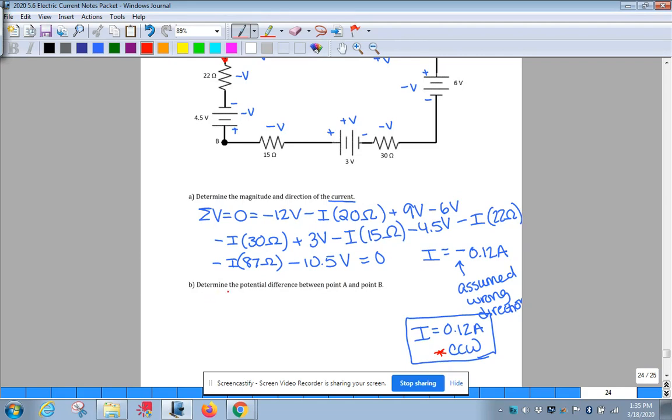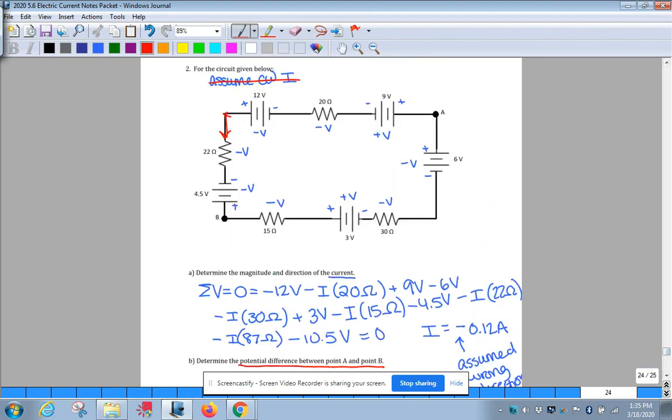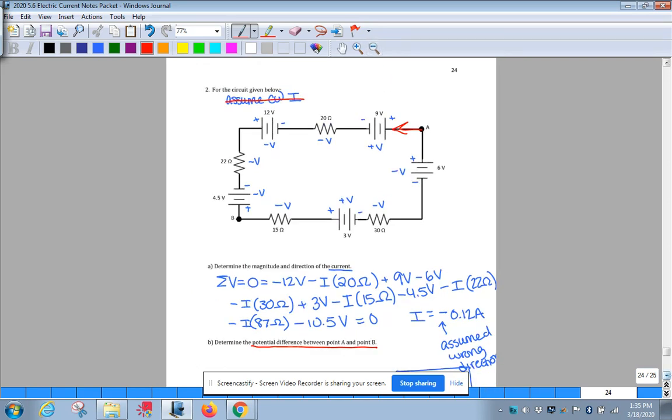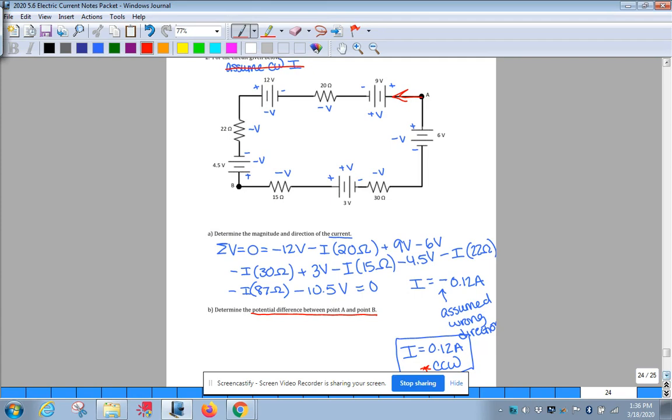All right, part B, it says determine the potential difference between point A and point B. And this is why it's important to follow the actual current, because I could go A to B this way, but that would be going in a clockwise direction, and I would pass over completely different devices than if I actually did what the question's asking me to do, which is go from A to B following the direction of current. Okay, so A to B, we would go that way. Right, so we're not doing a complete loop, so we're not adding all the potentials to 0. We are just doing half of a loop.